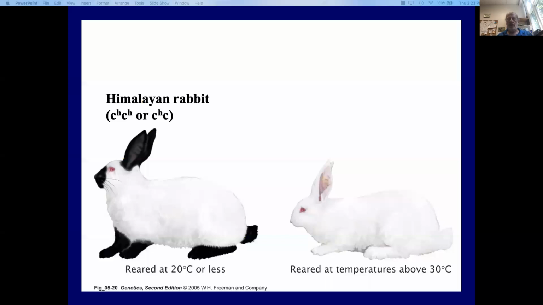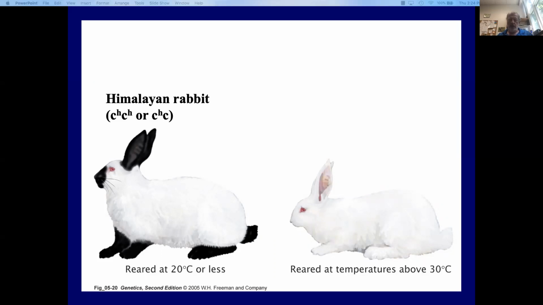So with regard to the Himalayan allele, Siamese cats have this as well as Himalayan rabbits. And in this, the pigment-producing allele is only expressed at cooler temperatures. So if the rabbit is raised at cooler temperatures, like 20 degrees C or less, you get dark extremities like the tail, the feet, the face, the ears. But if a rabbit is raised at warmer temps, like 30 degrees or above, that's too warm for this allele to function, and the rabbit is solid white.